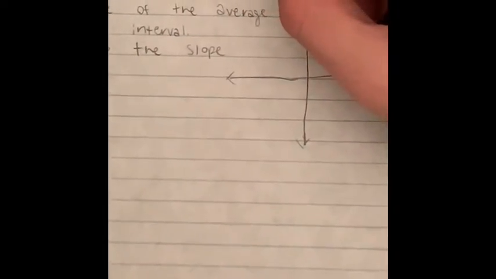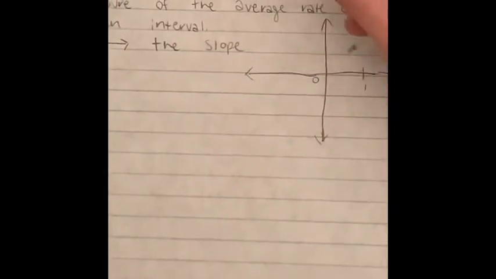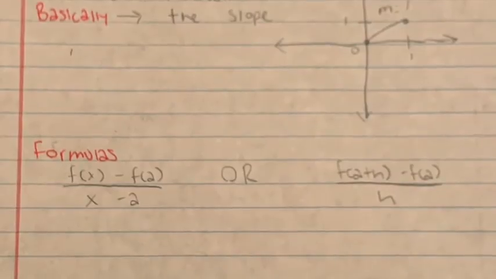We take a graph. We can make our interval 0 and 1, as I am drawing presently. We then have a y value that is also 1. On this interval, 0 to 1, we have the y value increasing 1, meaning our slope is 1. So, difference quotient is literally slope.